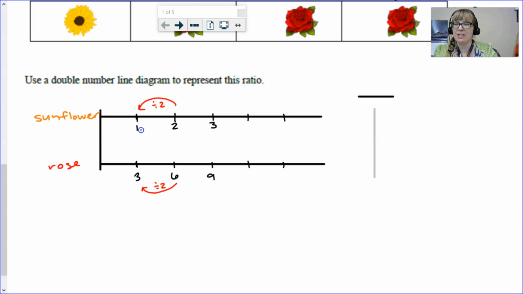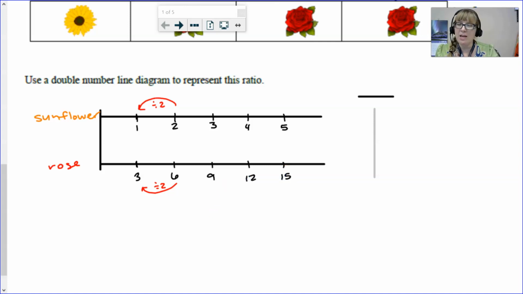Let's check to see how you did. Again, 1 to 2, 2 to 3, 3 to 4, and 4 to 5. 3 to 6, 6 to 9, 9 to 12, and 12 to 15.